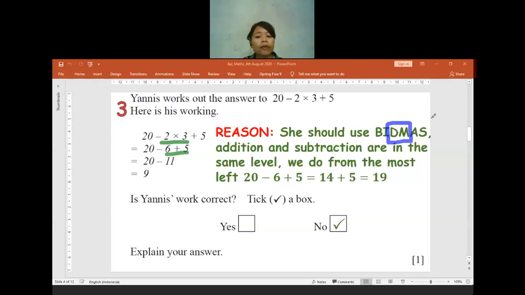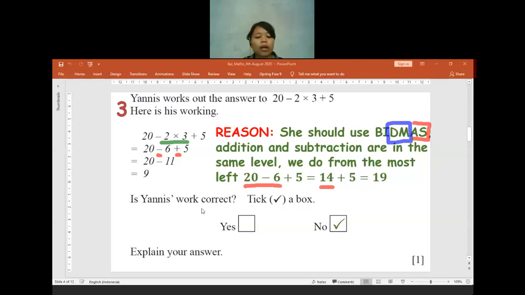It says A first then S, but it doesn't mean that we have to finish all the addition and then go to the subtraction, because addition and subtraction are on the same level. We do whatever comes first. So here we have 20 minus 6 plus 5. We have subtraction and addition, but subtraction comes first. That's why we have to finish the subtraction first. 20 minus 6 equals 14, and then after that we add 5. That's why we got 19.